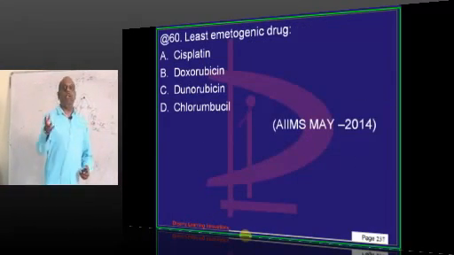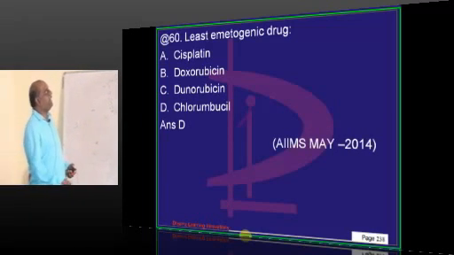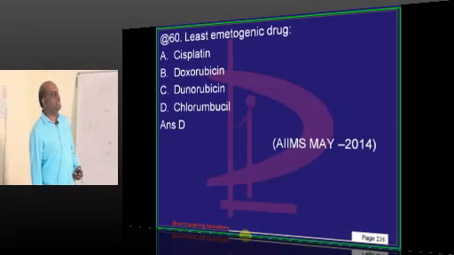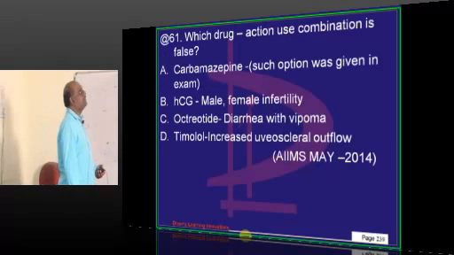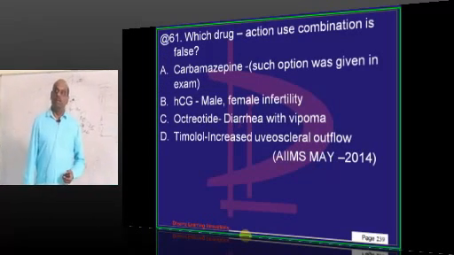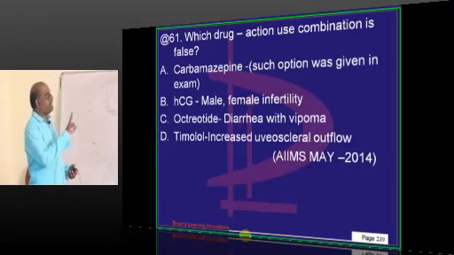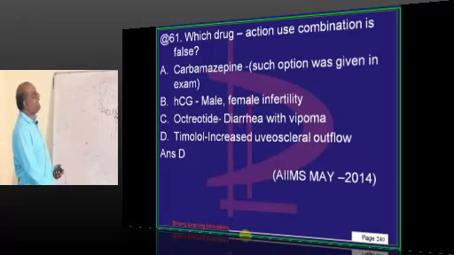What is the least emetogenic drug out of all this? Cisplatin, doxorubicin, daunorubicin, they are all notorious for causing boluses and boluses of vomitus. Chlorambucil, that way, is smoother. So, anti-neoplastic drugs.